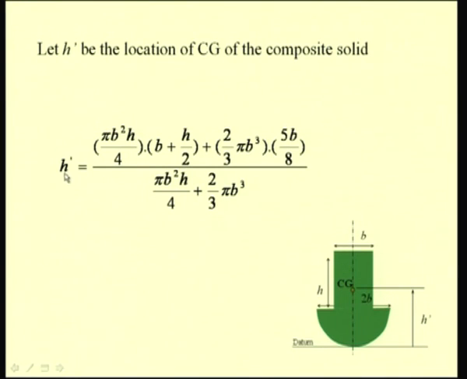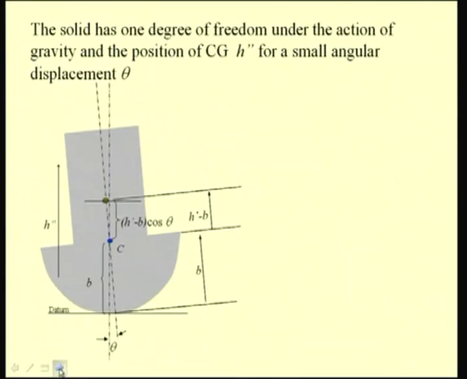Now, the location of the CG h prime is equal to the sum of these two quantities, that is the volume of the cylinder into its location of the CG, which gives the first moment, plus the volume of the sphere times its location of the CG divided by the volume of the composite solid. So, from this expression we get the expression for h prime. If we simplify this, we will get the required expression.